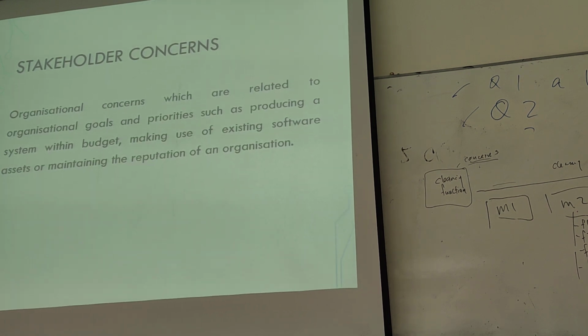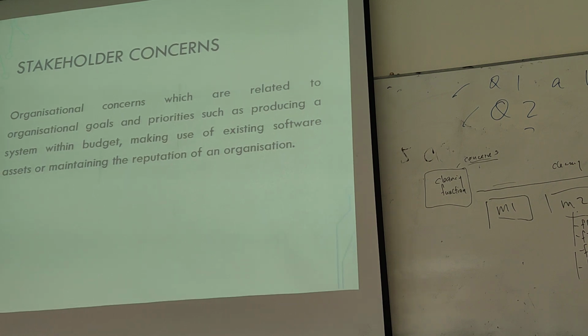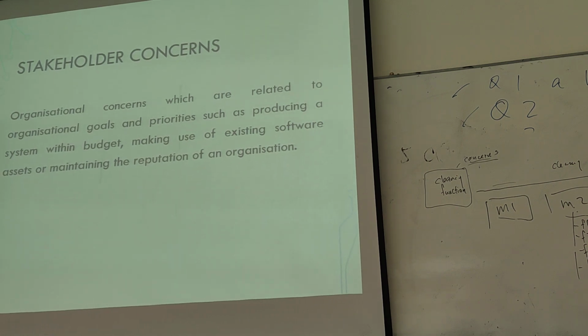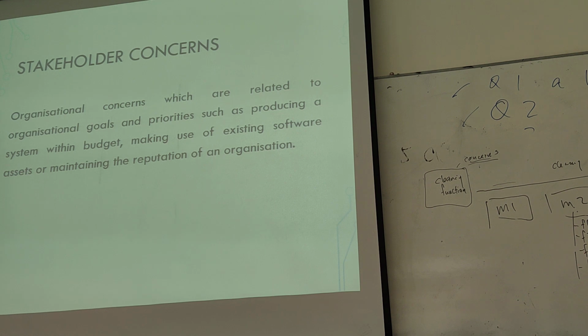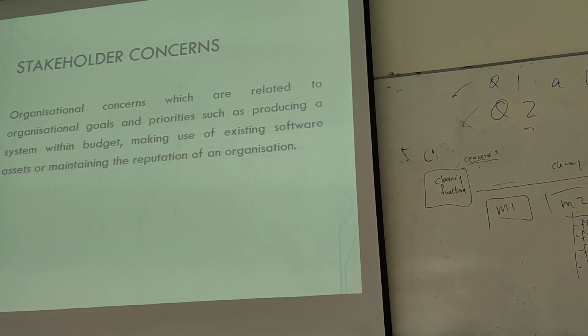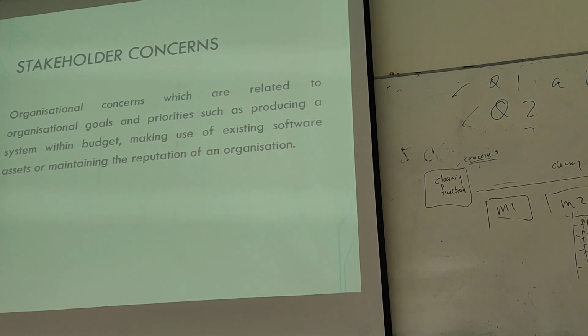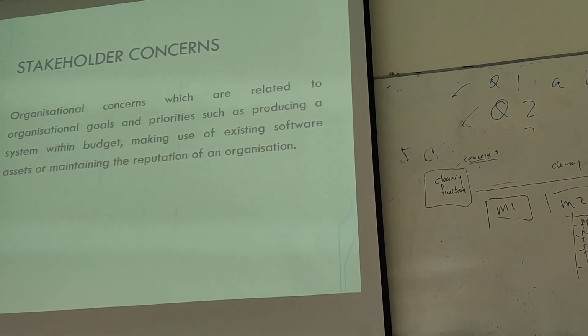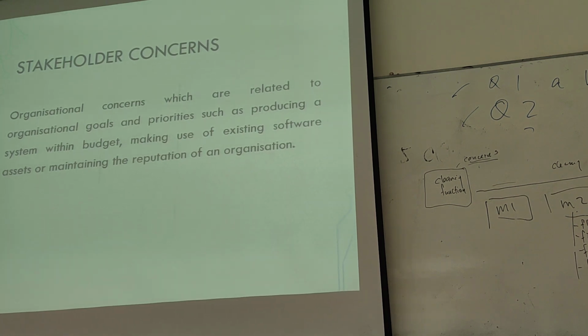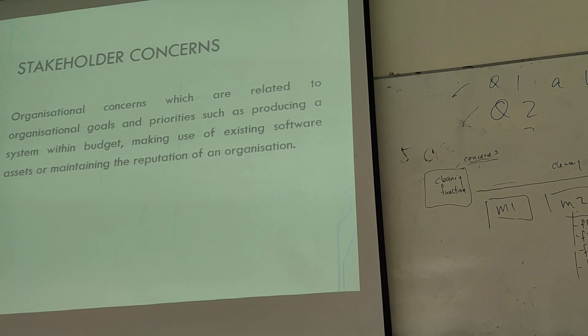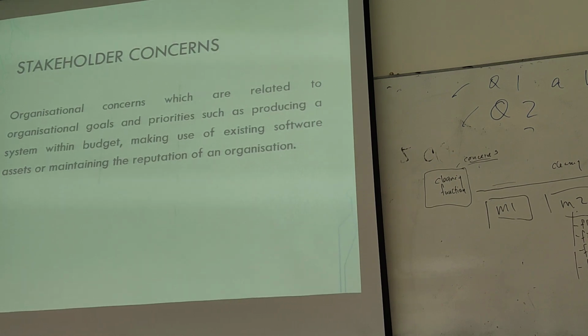Organization concern is the concern that relates to the organizational goal. For example, producing a system within the budget, making use of reuse of existing system assets, and maintaining the reputation of that organization.